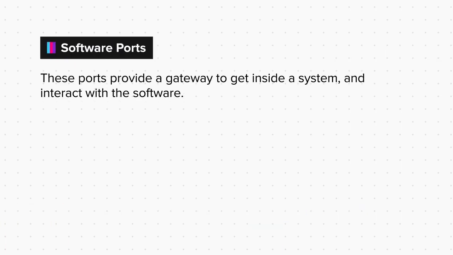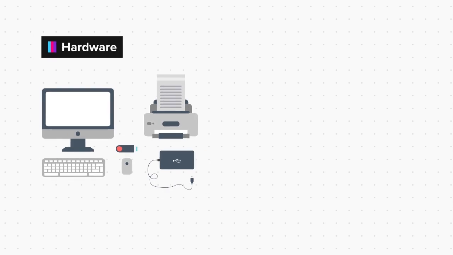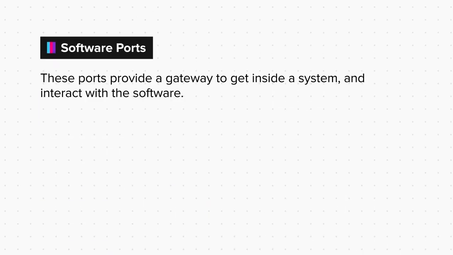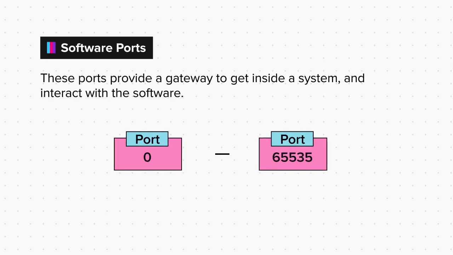Now let us look at software ports. These ports provide a gateway to get inside the system and interact with the software. So we know that hardware is a physical device while software is a collection of code. Similarly, a hardware port is a physical entity while a software port is simply made of software and therefore cannot be seen physically. But here, we have used a port icon to denote the software port to make understanding easier. In reality, every software port is simply denoted by a number between 0 to 65535.